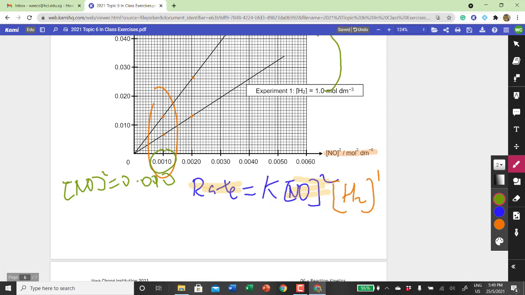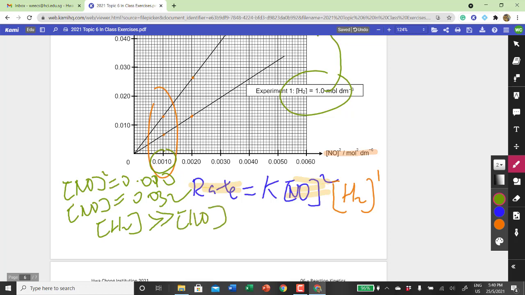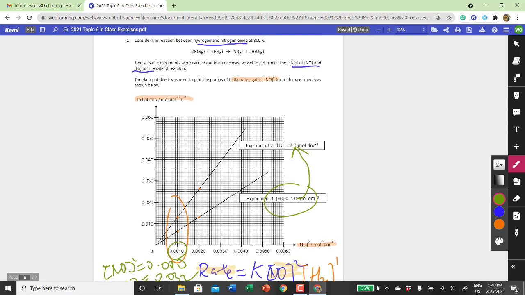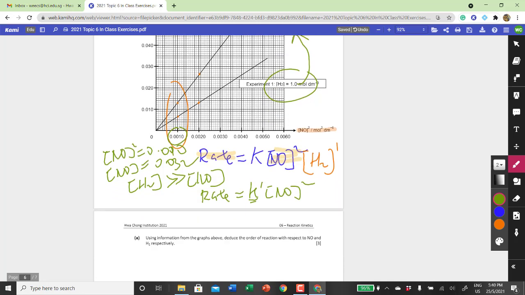If we just take the square root of this number, the concentration of NO is about 0.032 moles per dm cube. What about H2? The concentration is 1 mole. So the concentration of H2 is way greater than the concentration of NO. In this case, it is actually a pseudo second order reaction with respect to NO, to be more exact. So any rate constant, if ever calculated here, will be k prime. I think that should be the amount of detail you need.